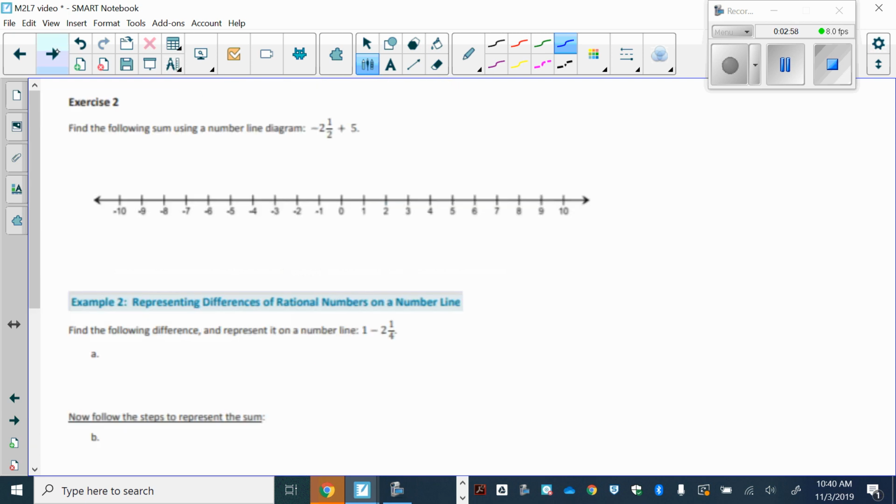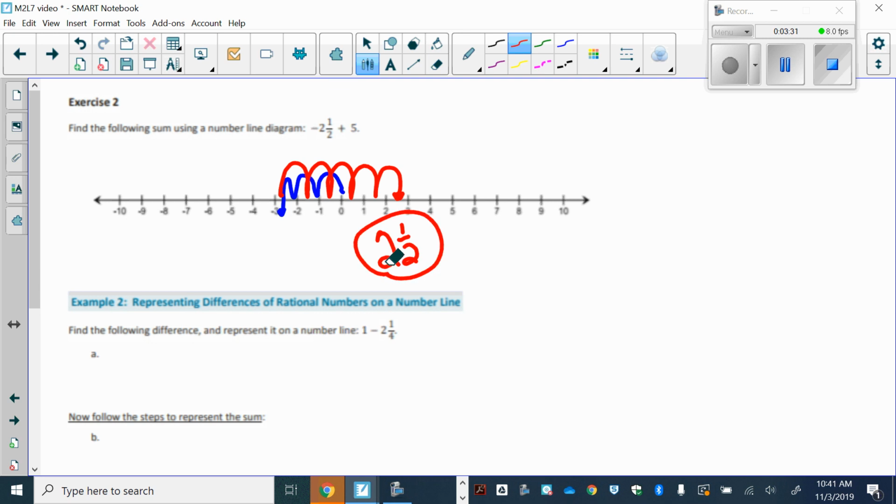I'd like you to try exercise 2, just this one problem, and model it on the number line. Pause your video while you do that. So I am going to go to the left 2.5, 1, 2.5. Then I'm going to go to the right 5. 1, notice I'm halfway, 2, 3, 4, 5. And I landed at 2.5.